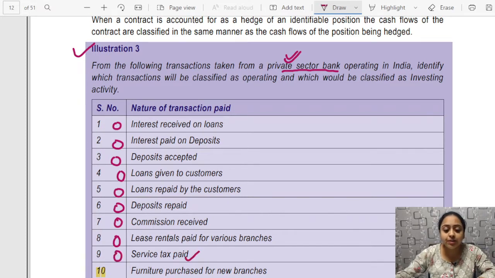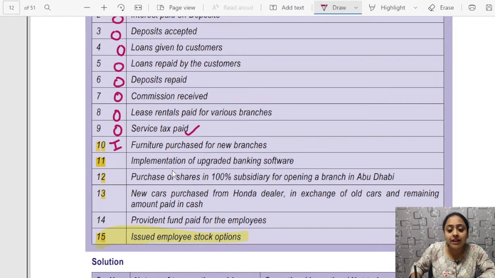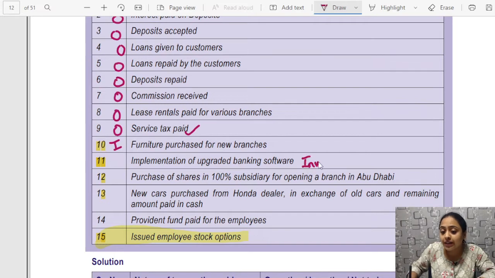Furniture purchase, this is investing, not operating. Other than that, implementation of upgraded banking software, this is also investment. Investment in fixed assets. So this is investing.